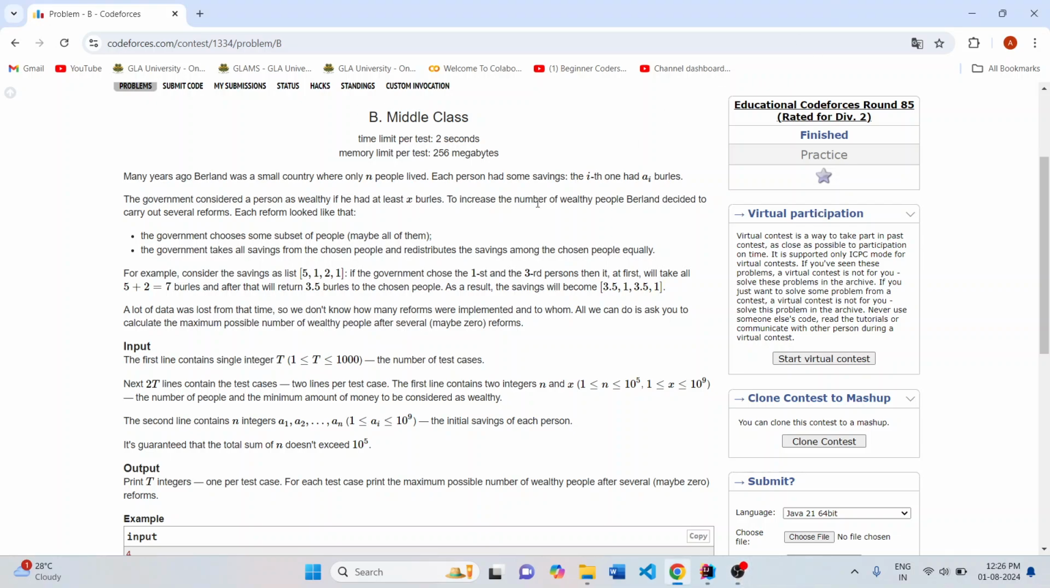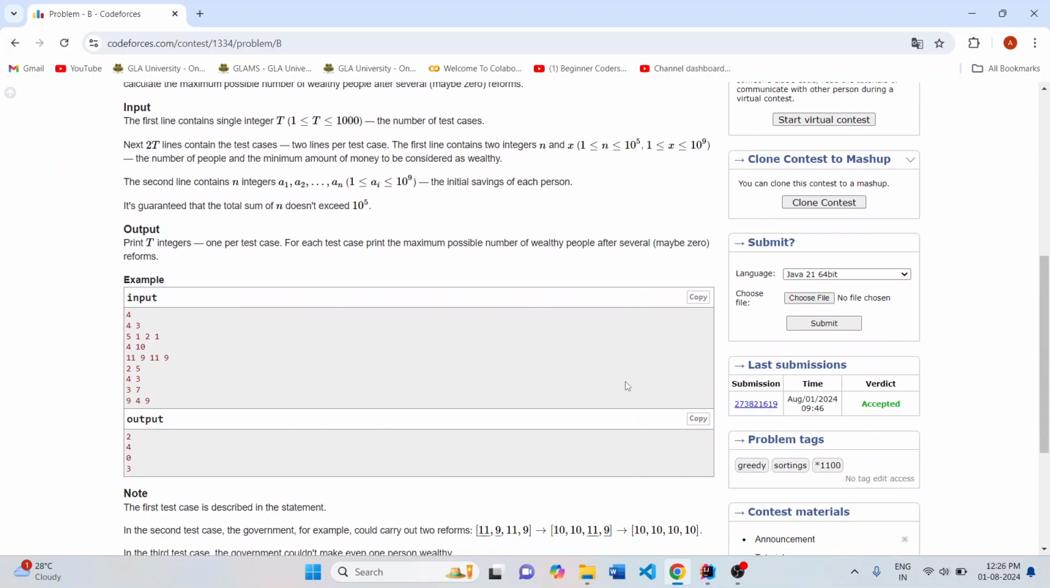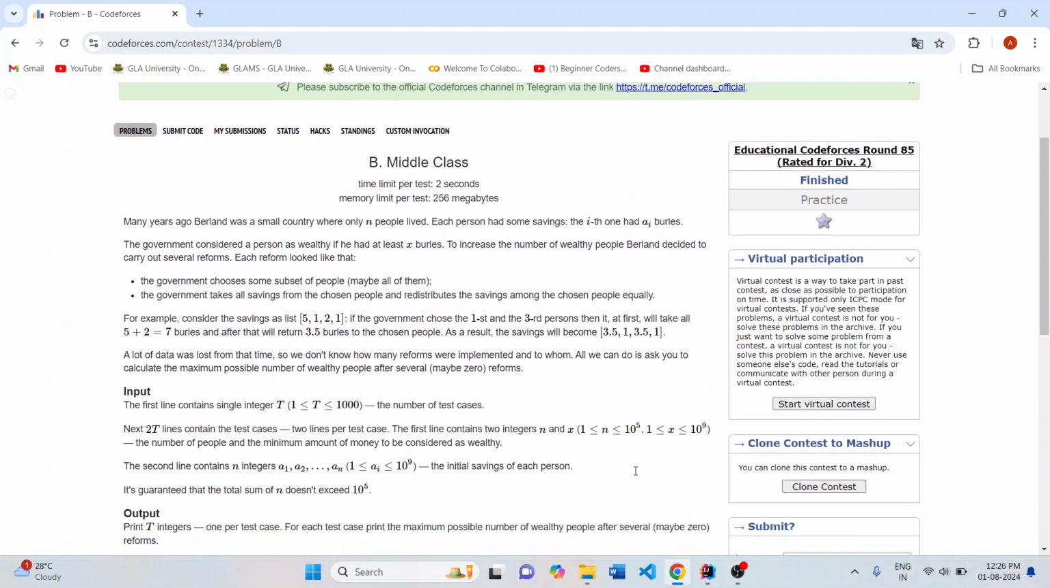Hi everyone, welcome back. So another interesting Codeforces question for today is Middle Class. This is a 1100 rated Codeforces question. So the question says, many years ago, Berland was a small country where only n people lived.